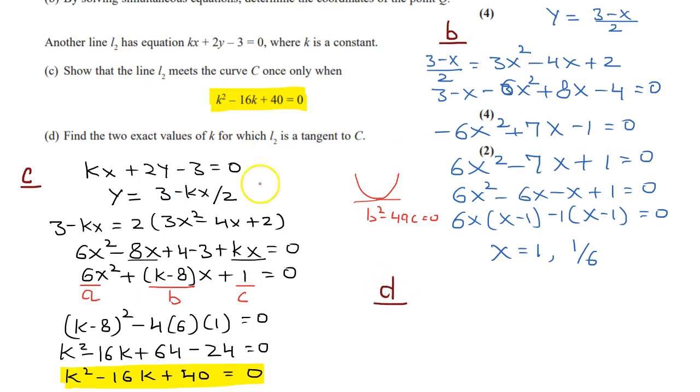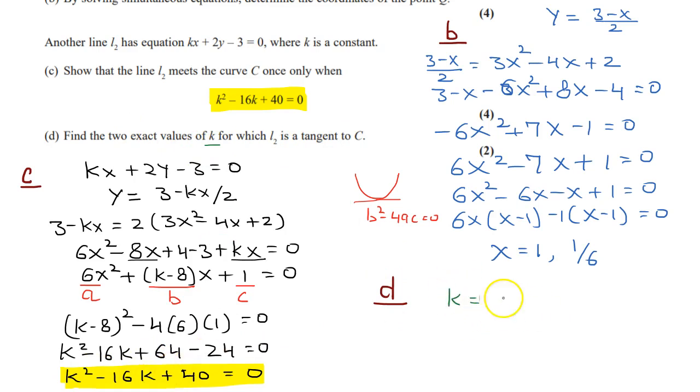Part D. Find the two exact values of k for which L2 is a tangent to C. So it meets the curve only once, that is okay. So it's already a tangent. So we have to find two values of k. This is a quadratic equation, so k will have two values.